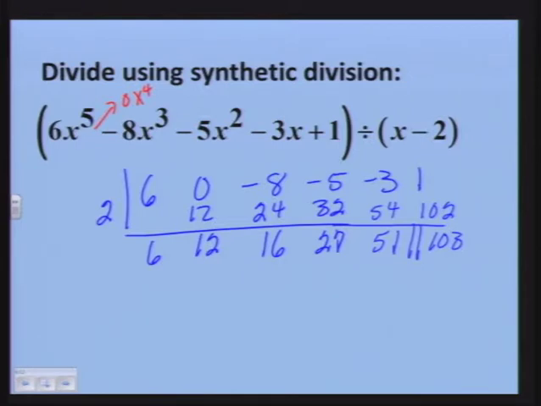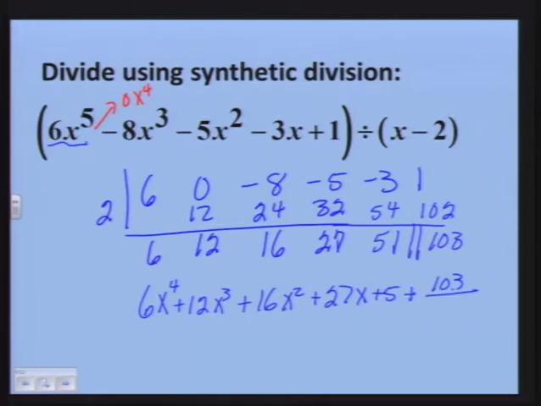All right, what do I have? 6 to 1 less power, so it must be 6x to the 4th. And then plus 12x cubed plus 16x squared plus 27x plus 51 plus my remainder of 103 over my divisor of x minus 2 is my answer.